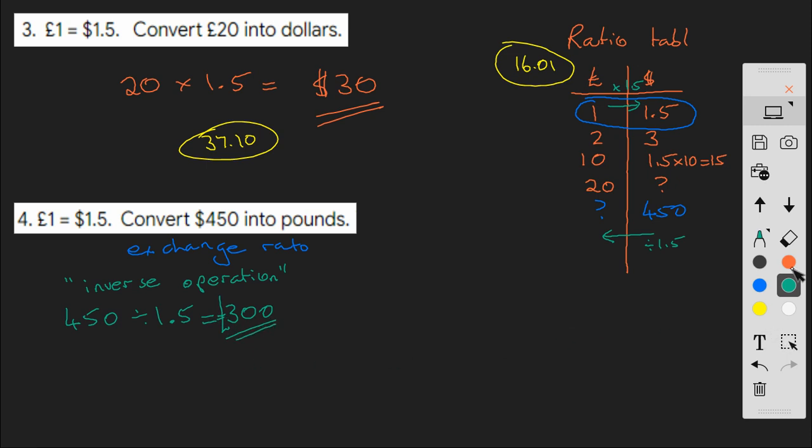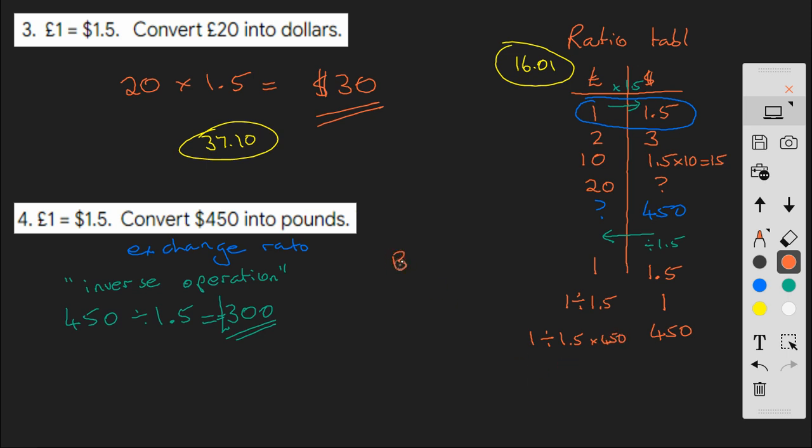The other way to do that is to actually use our normal ratio table approach, which is to say that we know that $1.5 is £1. So in order to find $1, we would divide by 1.5. Then if I wanted to find 400, I would take this value here and multiply by 400.